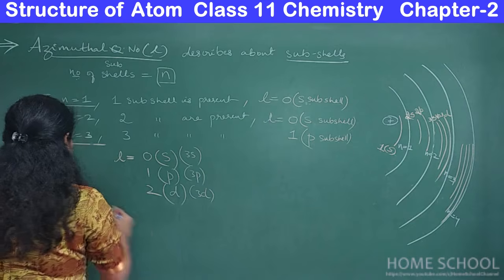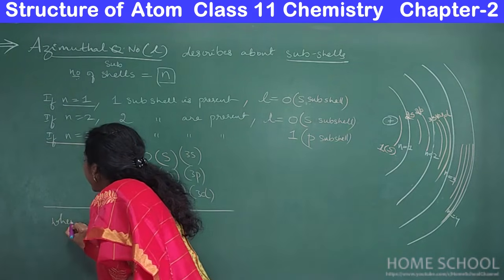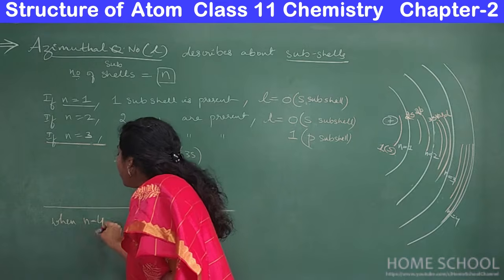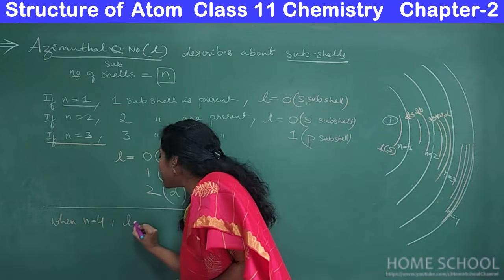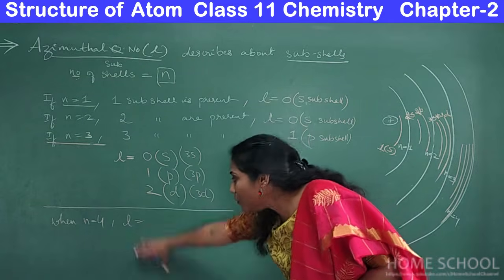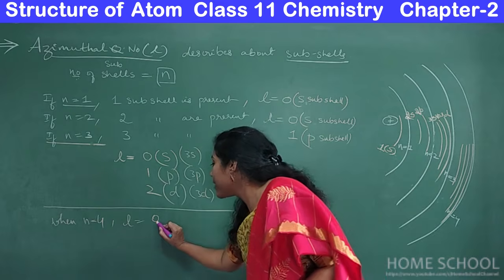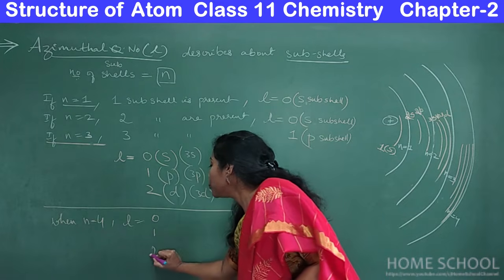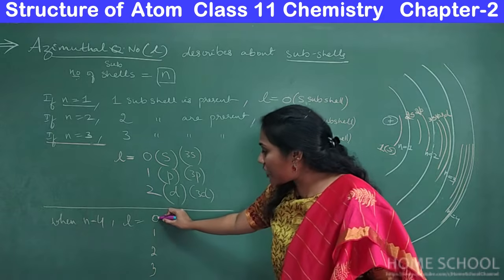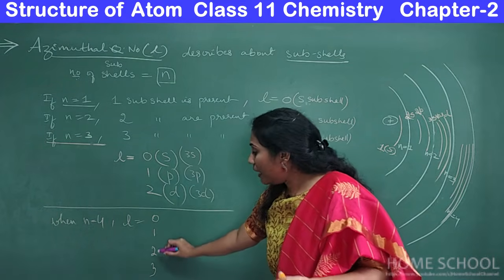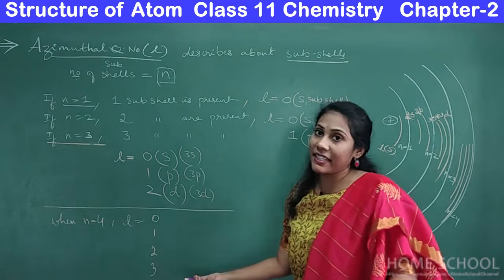Very, very important. Similarly, when n is equal to 4, in our fourth shell, how many subshells are there? What are the values of l here? The values of l will start from 0: 0, 1, 2 and 3. See, 4 subshells: the 0th subshell, 1st subshell, 2nd subshell, 3rd subshell. So this number is the designation.